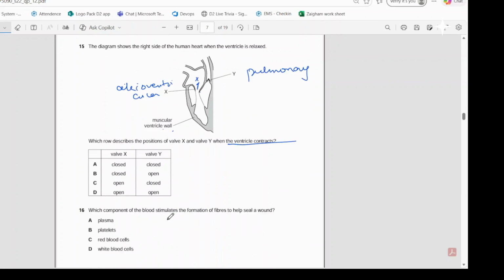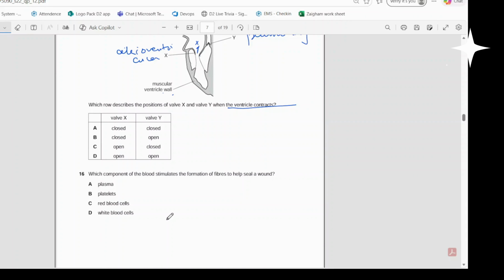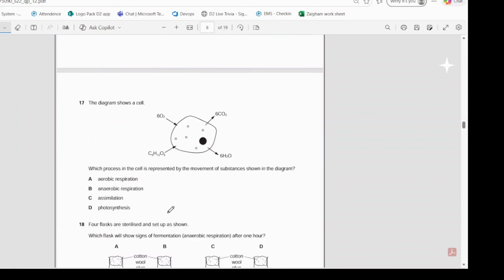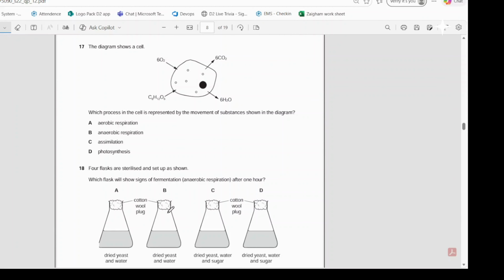Okay. Which component of blood stimulates the formation of fibres to help seal a wound? Platelets. Yes. Fibrinogen, and then they produce insoluble fibrin that collects the red blood cells and calcium, and they form a scab.